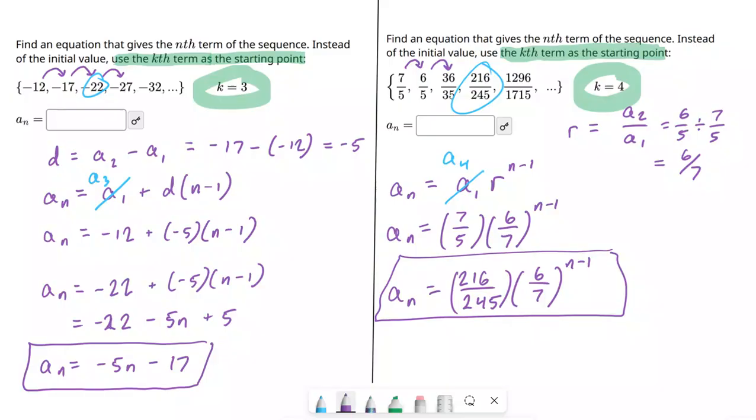It's honestly a lot easier than it looks because that counting thing can be a little distracting, but you just swap in the third term or the fourth term or whatever it is in place of the first term, and that's your new starting point.